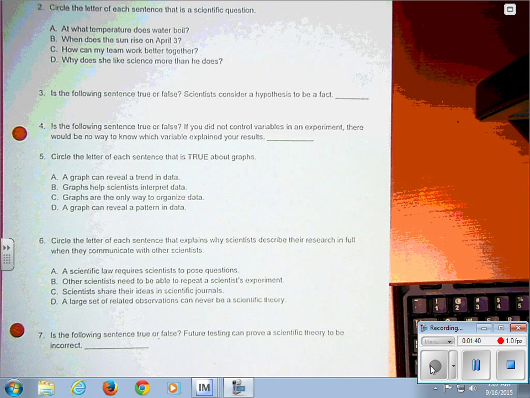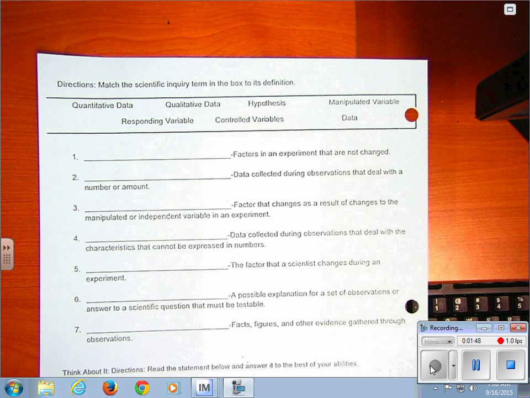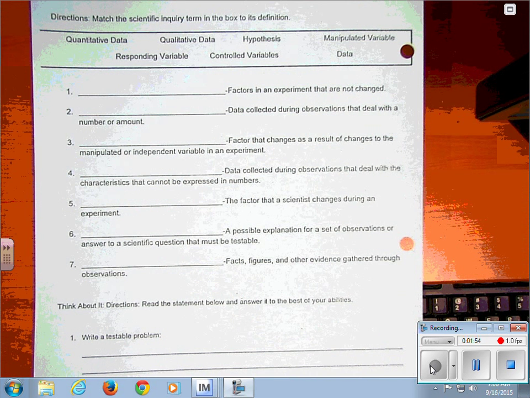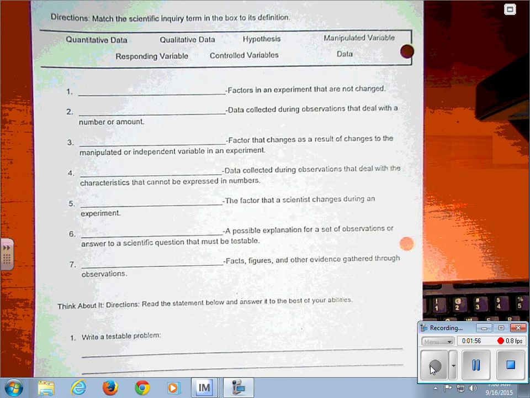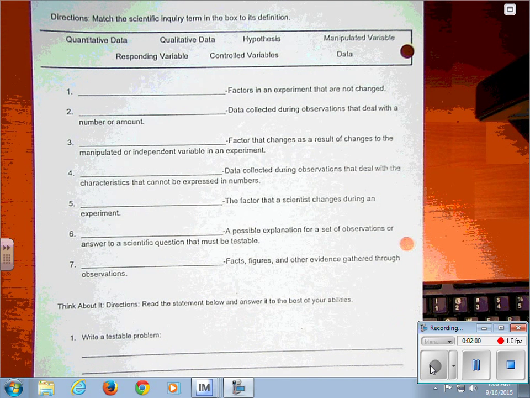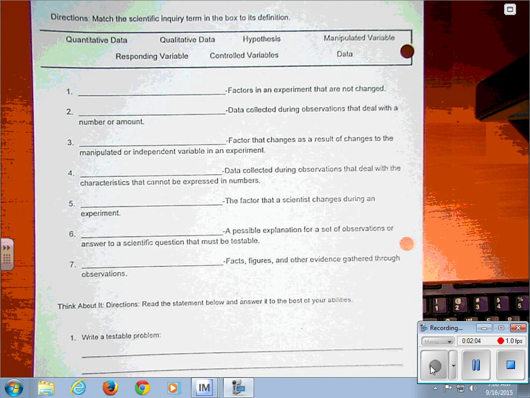Seven. Is the following sentence true or false? Future testing can prove a scientific theory to be incorrect. On the back, directions say match the scientific term in the box to its definition. Terms are quantitative data, qualitative data, hypothesis, manipulated variable, responding variable, control variables, and data.